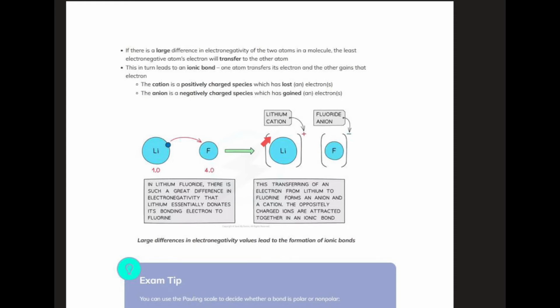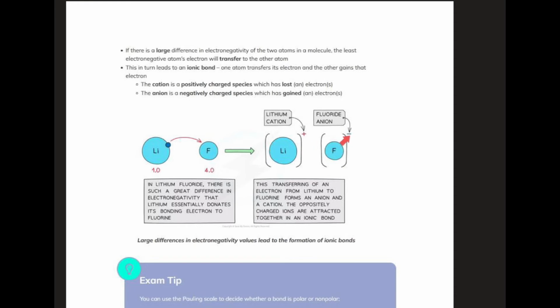So that's why it becomes negatively charged, and this becomes positively charged. They form anion and cation. So that is ionic bond. An ionic bond is formed when the difference in electronegativity is too big, greater than 2. Equal to 2 is just fine, so greater than or equal to 2, then it is ionic. One atom transfers its electrons and the other gains that electron. This one donates an electron, this one gains an electron, so this is negatively charged, this is positively charged.